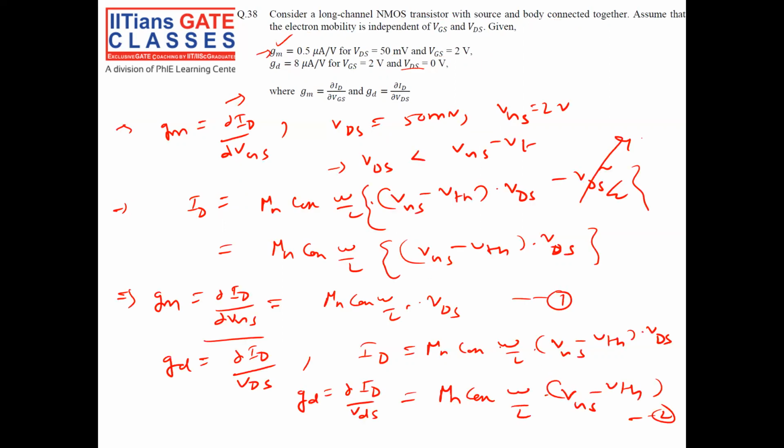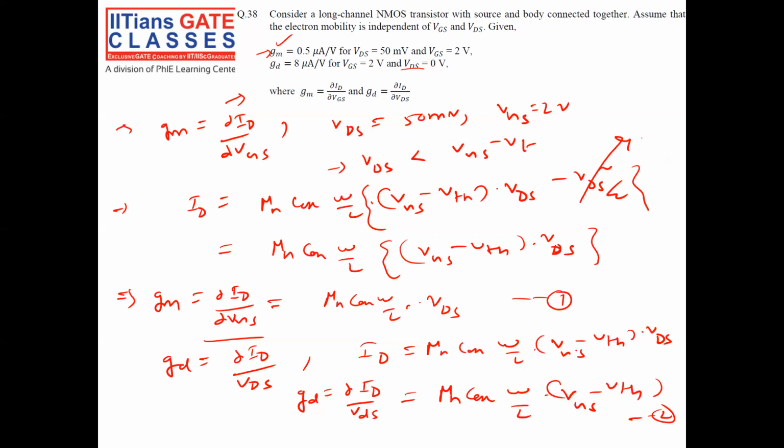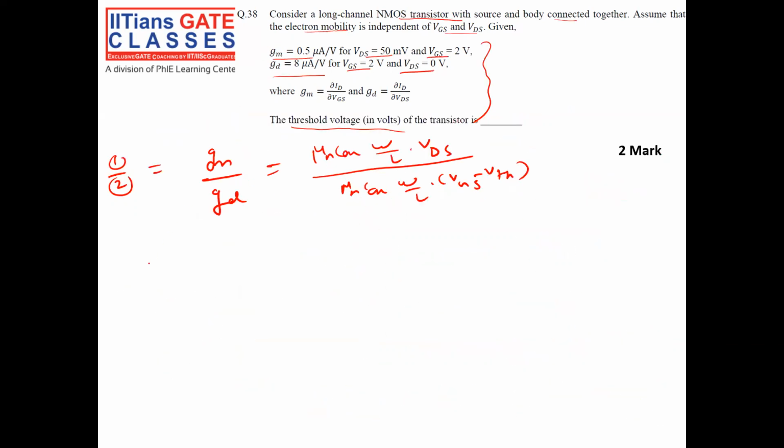GM is given by this, right? Mu n COX W by L into VDS. GM is nothing but mu n COX W by L into VDS, divided by GD, which is mu n COX W by L into (VGS minus VTH), right? VGS minus VTH. Now put all the things in place.